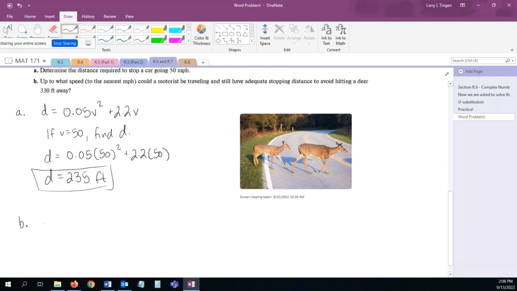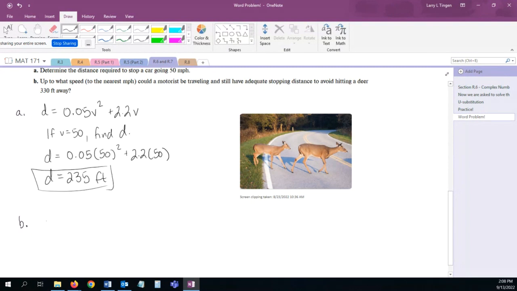And if you're driving faster than 60 miles an hour with bright lights on, you can't see far enough ahead of you to know you need to stop. So that's what this is. It's going to take 235 feet to stop the car given that equation. Part B was up to what speed could a motorist be traveling and still have adequate stopping distance to avoid hitting a deer 330 feet away.